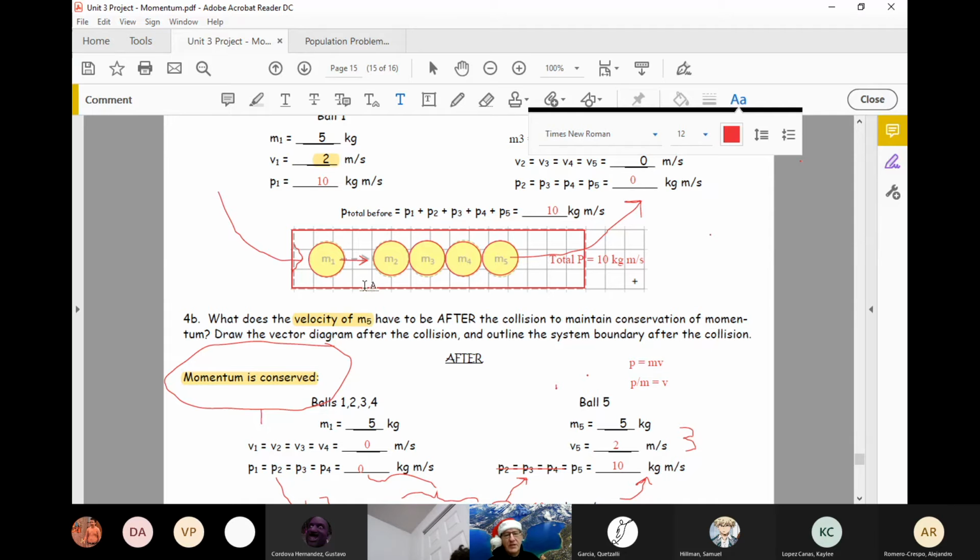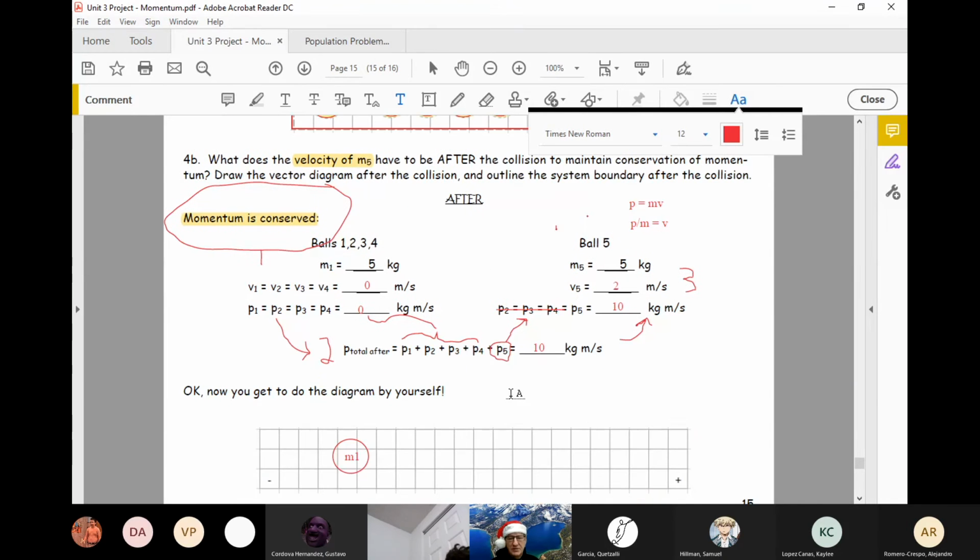And that arrow should be equal in length to our original arrow because momentum was conserved. It has the same momentum of 10 kilogram meters per second when it came in as the 10 kg m per s as it comes out, right? Also, you should have a boundary drawn around your system. Sometimes we forget to do the boundary.